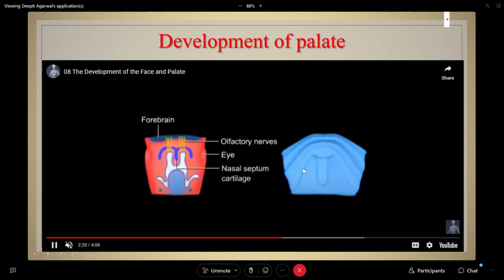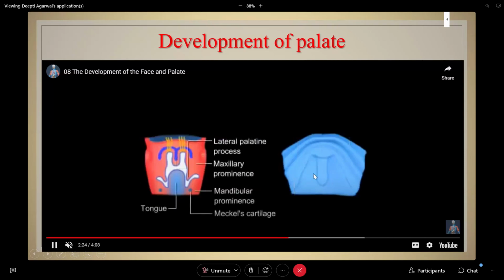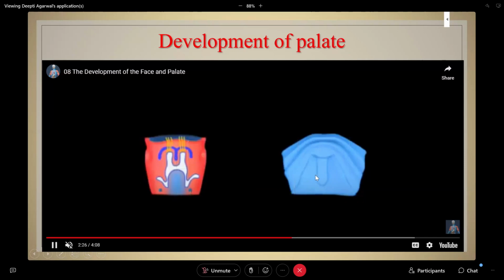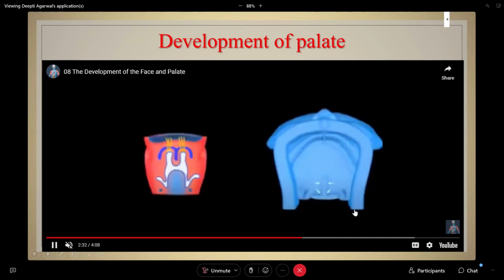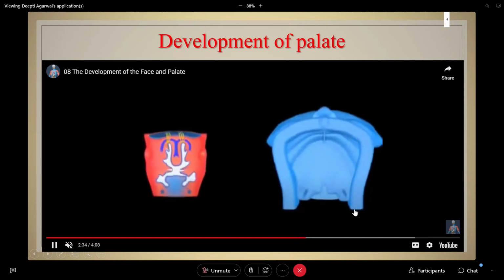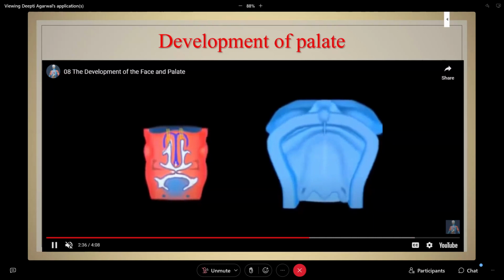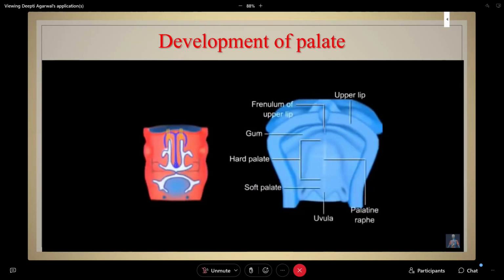See how these palatine processes are growing, and then they will turn horizontal and fuse with each other to form the palate. See, now they have turned horizontal and fused to form this palate. So failure of this process to happen results in a clefting of the palate.